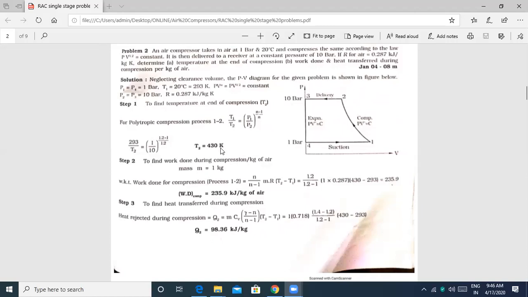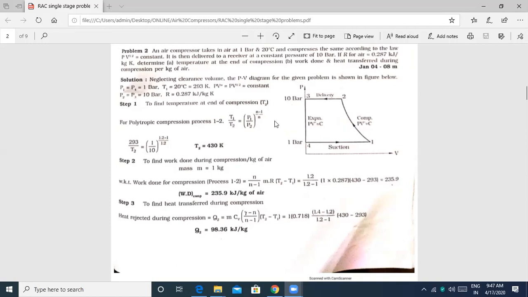You remember, after compression, both the pressure and temperature increase. You should get a higher value than T1. T2 is always greater than T1, whereas P2 is always greater than P1 because it is a compression process. During the compression process, both temperature and pressure increase. On the other hand, during the expansion process, both pressure and temperature decrease.